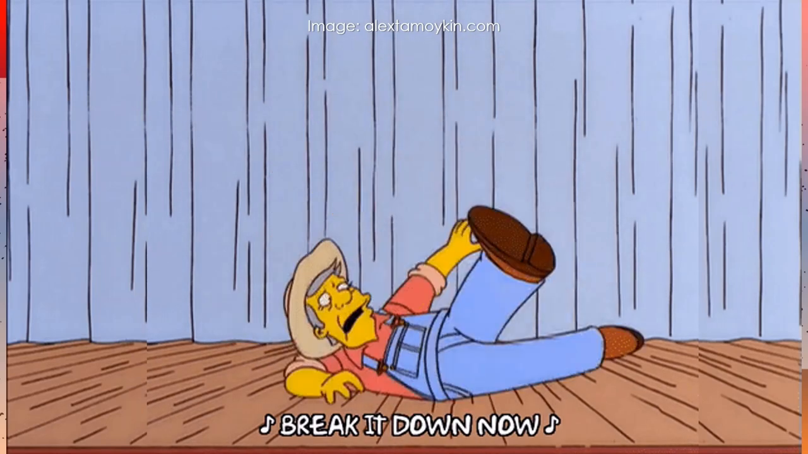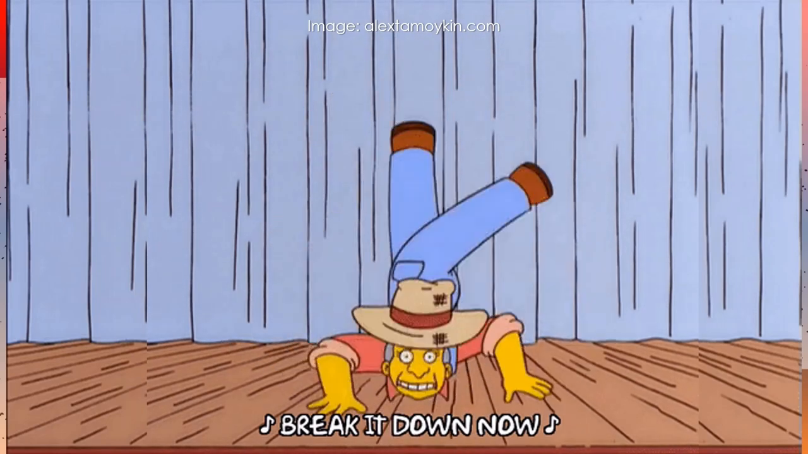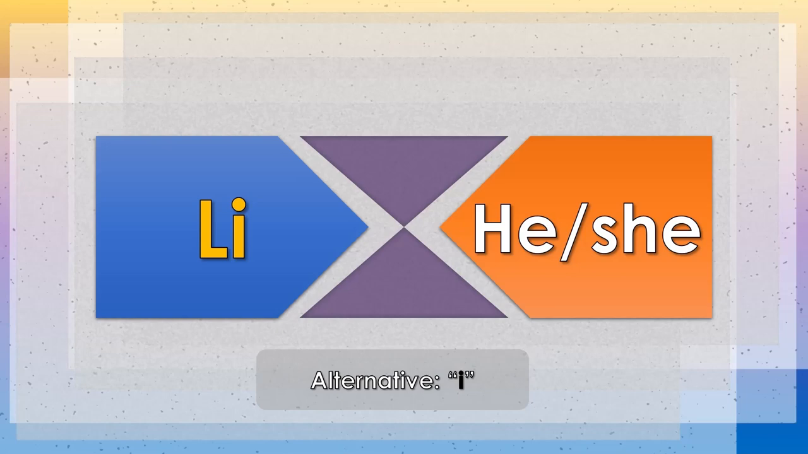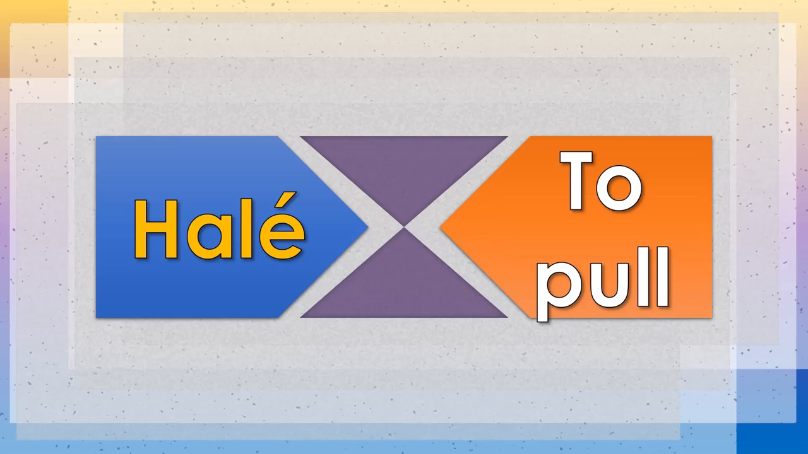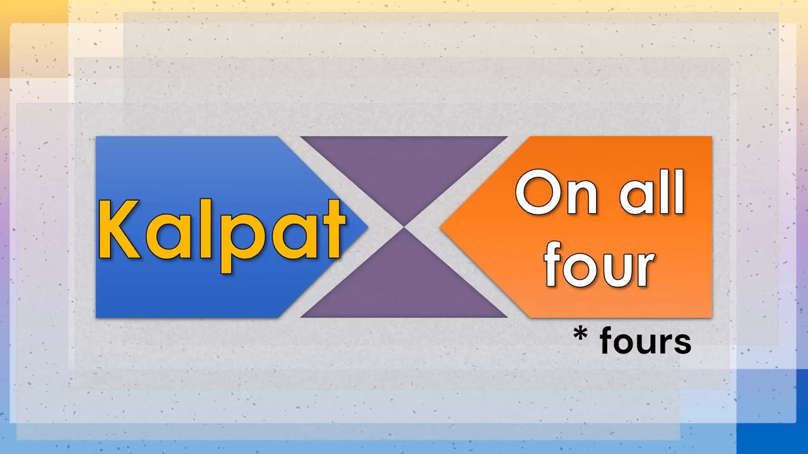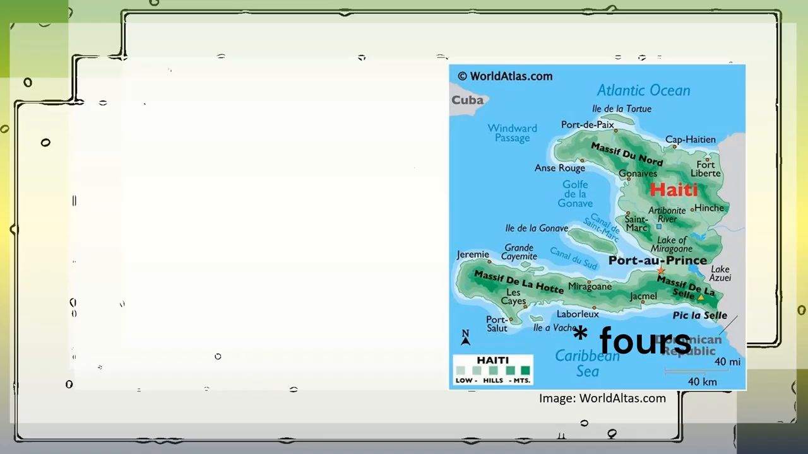Get ready to break it down word by word. Let's make sense of some Creole. Li means he or she. You can also say e. Ka is the present tense marker. Hale, to pull. Kalpat, on all four.